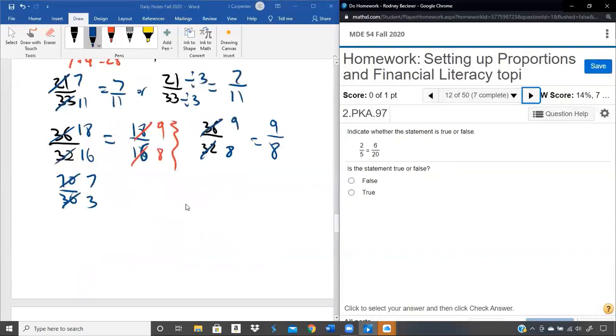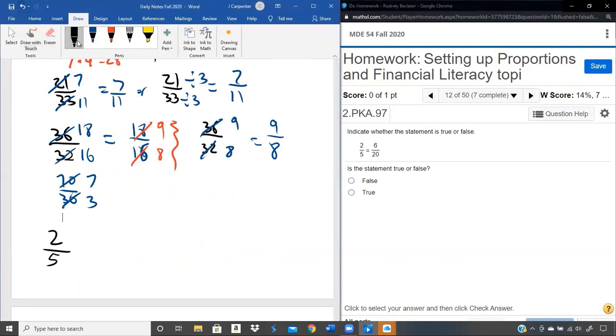Indicate whether the statement is true or false. 2/5. So what they're really saying here, come on, why is it doing that to me today? Technology. I know why now. I just figured out, because I'm clicking between one thing and another thing, it's not registering the color change. Not that you care. 2/5. This is what we're saying. Is it equal to 6 over 20?